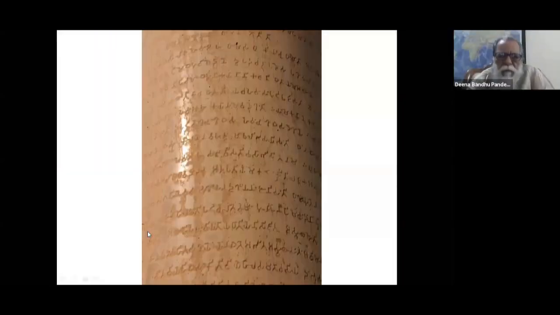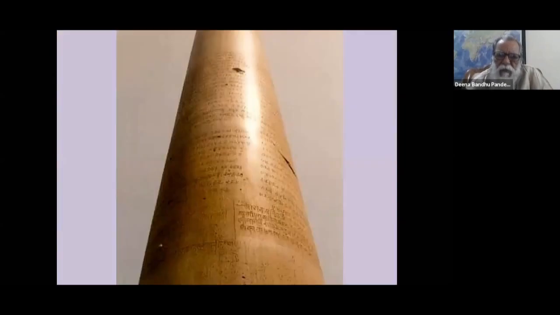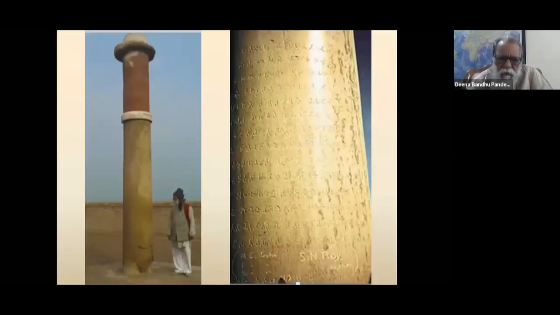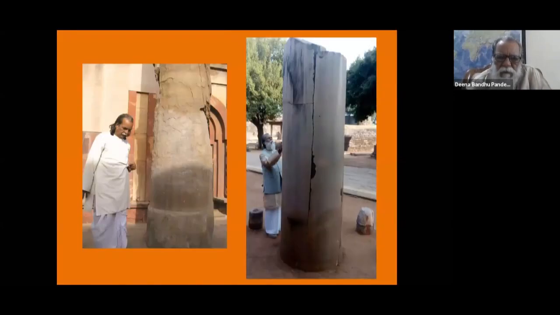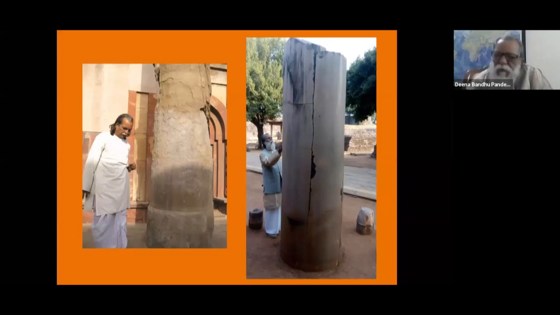So a few more examples. These are the pillars. This is from Delhi. This is from the left side, from Hisar, Fatahabad. And this is the Hisar pillar. The upper part is with the lustre. And the right side to me is the Sanchi pillar.